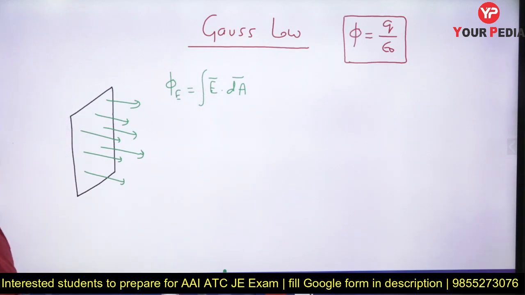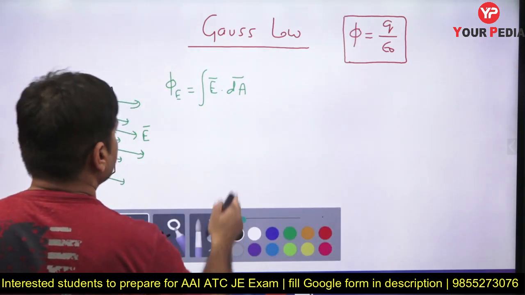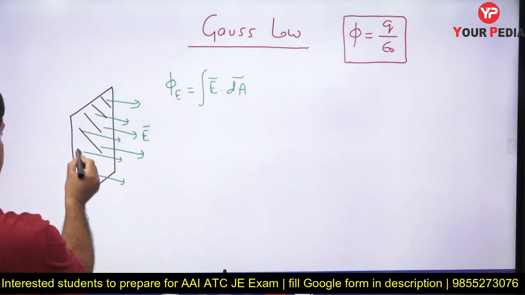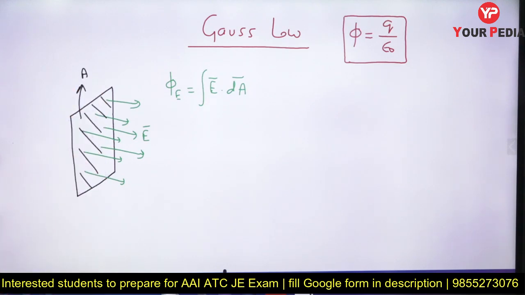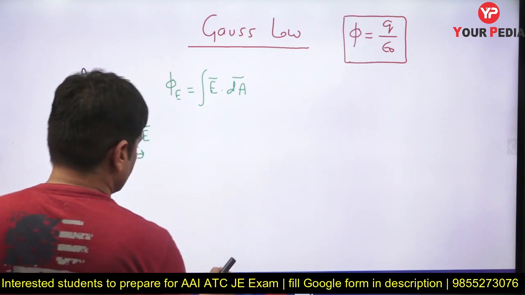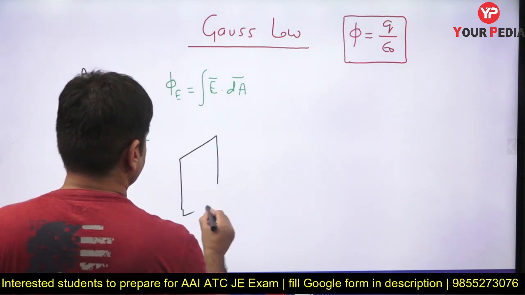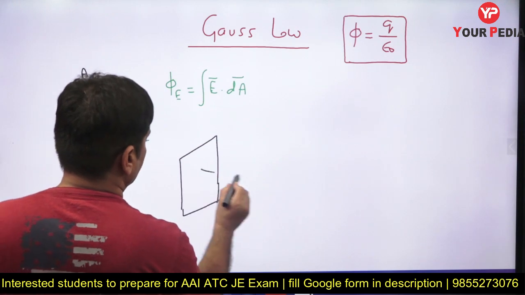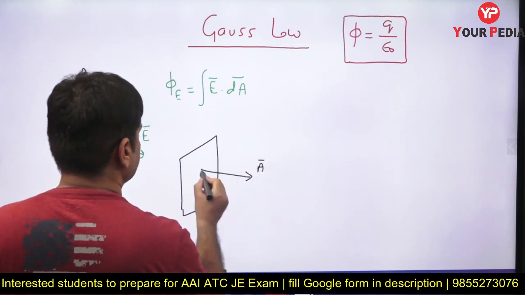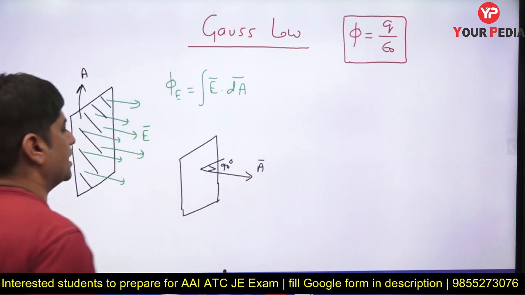So something like this. E is nothing but the electric field, and dA, when you integrate, is basically the area of that surface from which this is coming. Now we know area is a vector. Suppose I give you some area like this, then how do we find the direction of this area? You need to draw a line perpendicular to this plane.